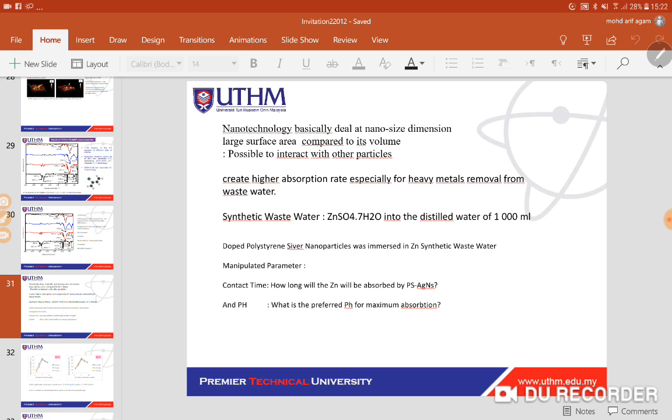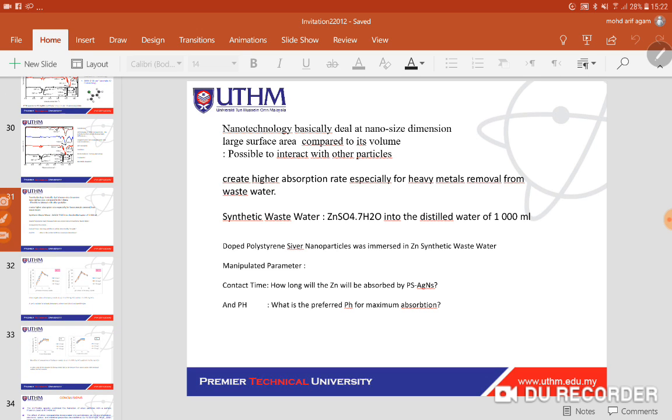Of course, again, we look at what we try to manipulate. So we try to manipulate how much time it takes for the zinc to be absorbed by the polystyrene-silver nanoparticles, and at what kind of pH the reactions are much higher.